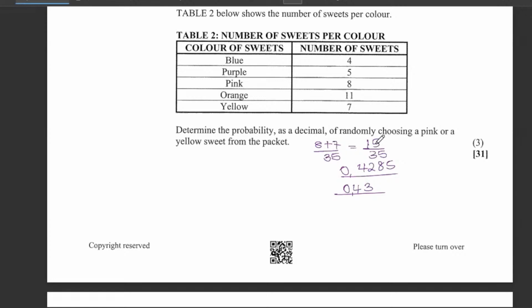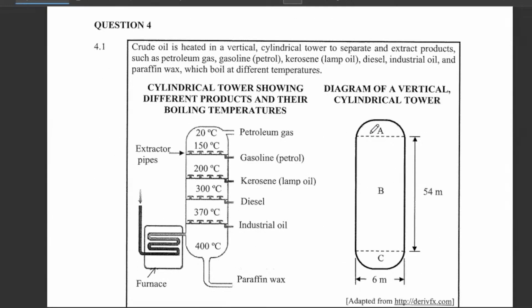So the probability is 0.43. Question number 4.